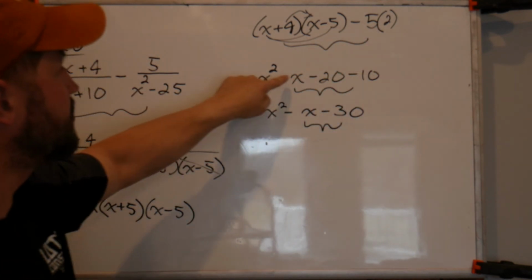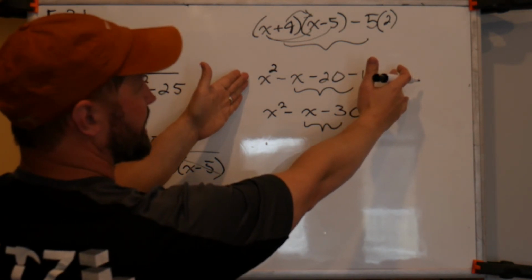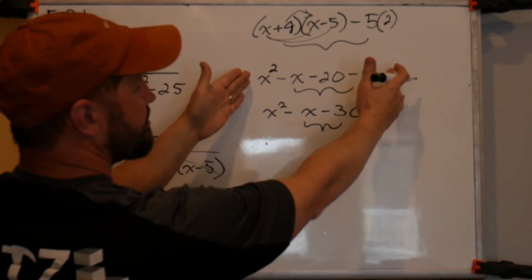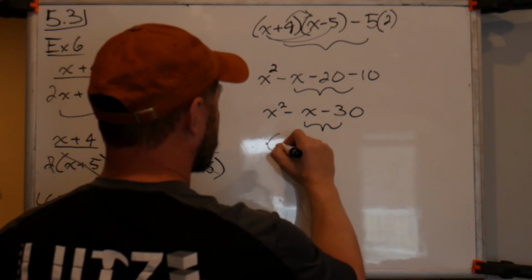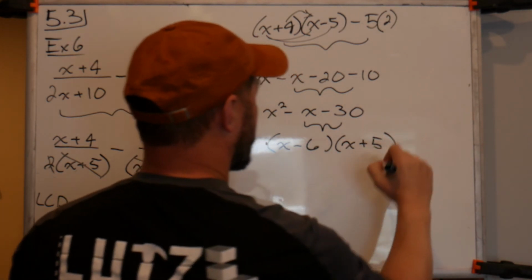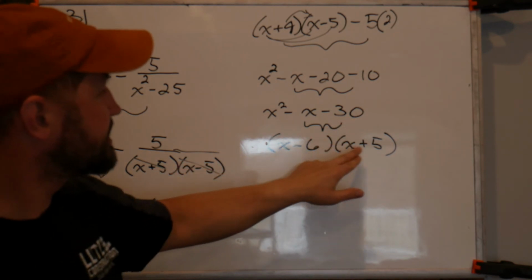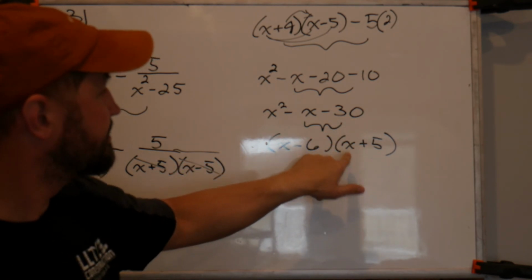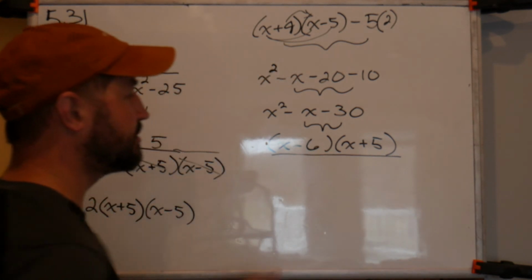Once I get it all in one piece all together and I can add and subtract, then I combine my like terms and I have to factor out again. So I have to factor that piece out. So my negative 30 is a negative 6 times positive 5. The difference is negative 1. That's my numerator. I'm done with my numerator.